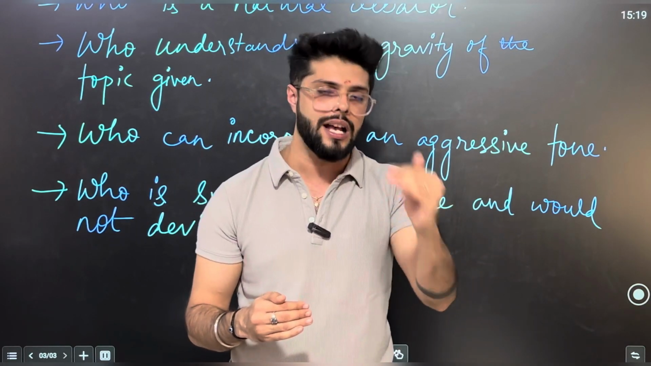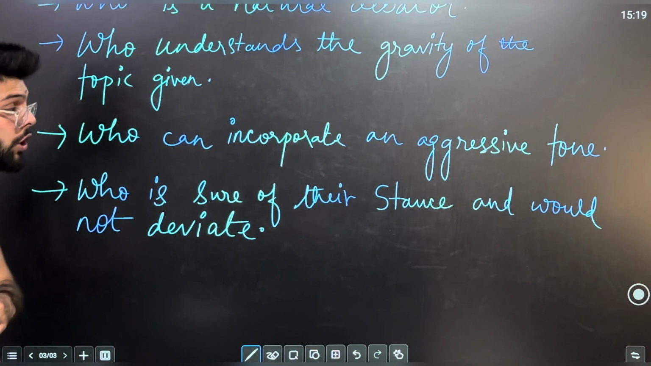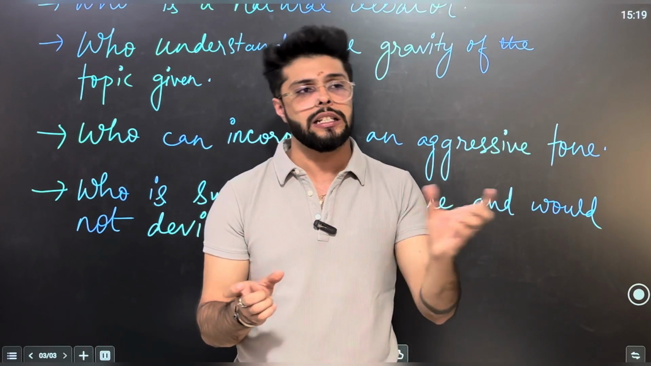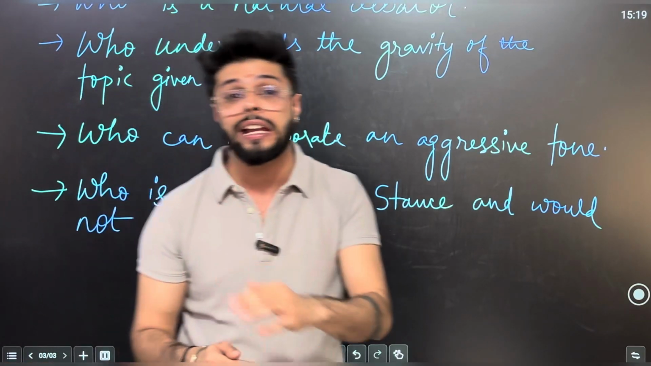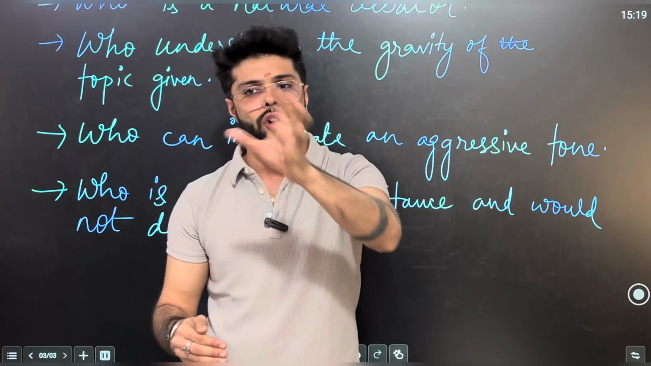That is how your tone has to be while writing the argumentative essay: someone who is sure of their stance, the motion that the child is taking, it's either for or against, and would not deviate at any cost. Do not use "but." This is there, for is there.